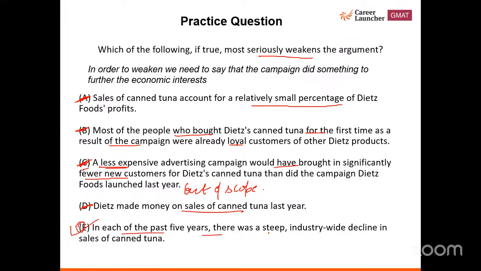In each of the past 5 years, there was a steep industry wide decline. Now, what E part tells me is that there was a steep decline. Everyone's sales are going down steeply. At a time when everyone's sales are going down, this company's sales went up. So clearly, if not for the campaign, forget 12 million, they would have sold 2 million in total. So obviously, the campaign did something, and thus E part weakens the argument. Are we clear here, everyone?